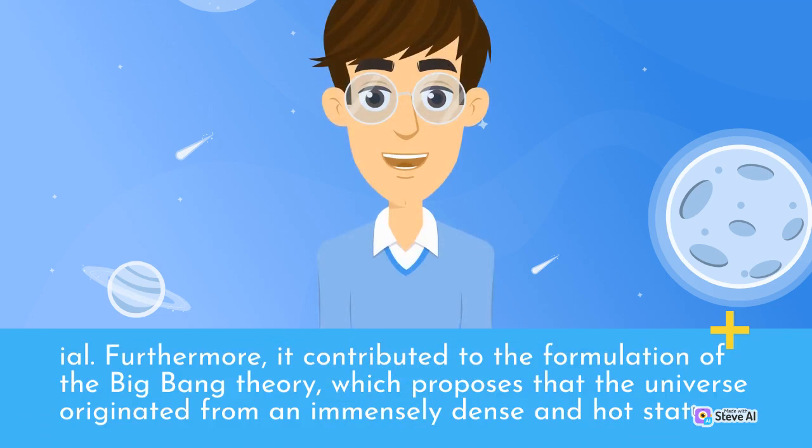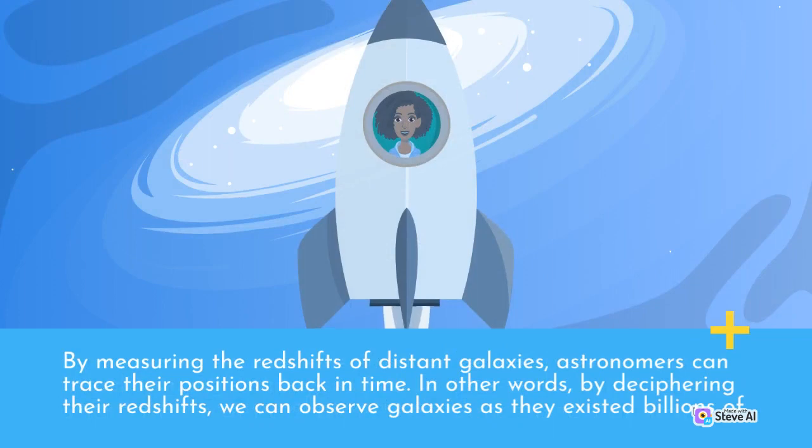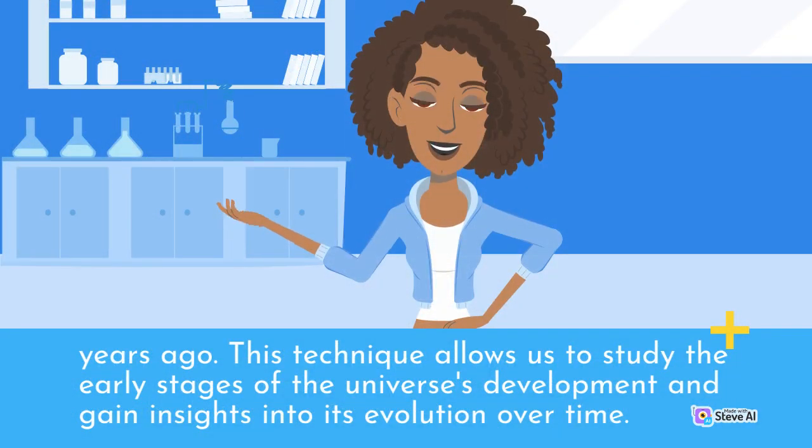Furthermore, it contributed to the formulation of the Big Bang theory, which proposes that the universe originated from an immensely dense and hot state. By measuring the redshifts of distant galaxies, astronomers can trace their positions back in time. In other words, by deciphering their redshifts, we can observe galaxies as they existed billions of years ago. This technique allows us to study the early stages of the universe's development and gain insights into its evolution over time.